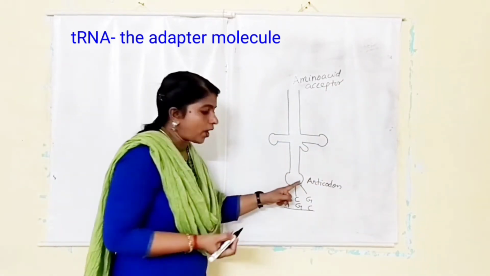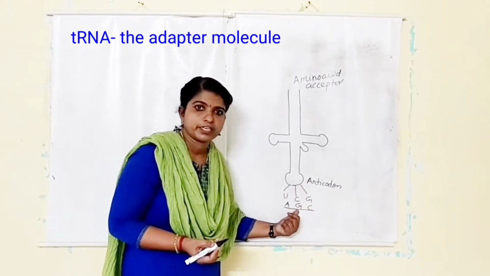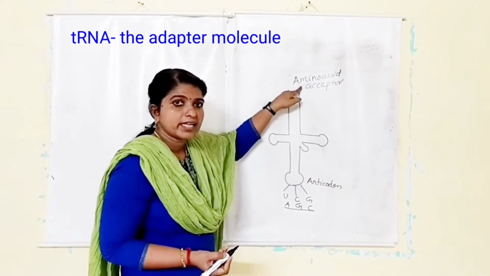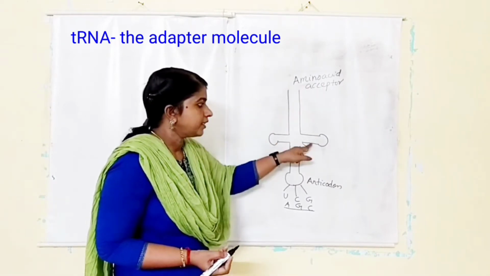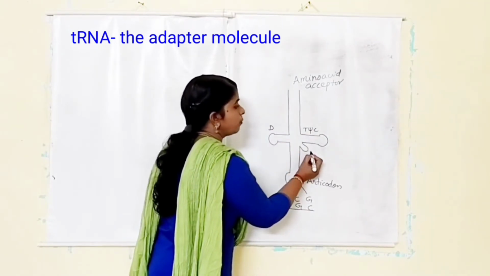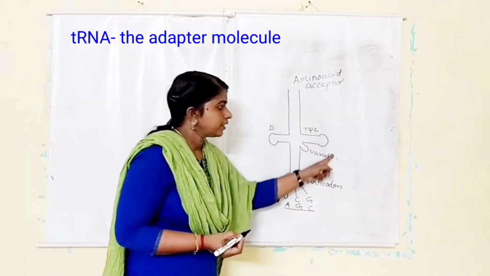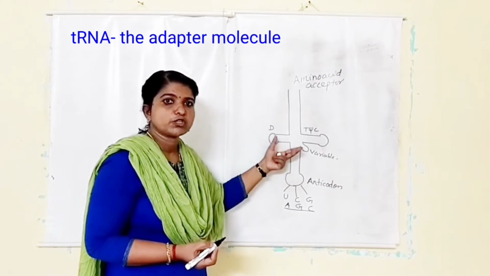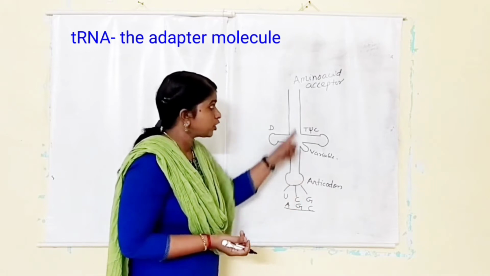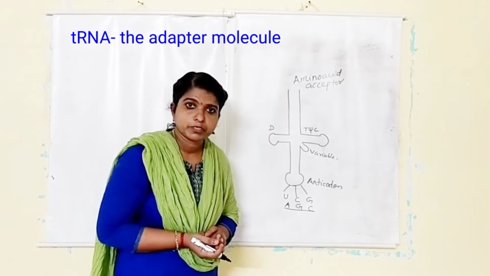Okay, so one end is the anticodon loop which reads the codon of the mRNA. The other end, the opposite end, is known as the amino acid acceptor end. And this end, actually it is the T psi C loop, and this is the D loop, this is the variable arm. These three loops, the details of these 3 loops you will study in higher classes, but here you have to remember these 2, anticodon loop and the amino acid acceptor.